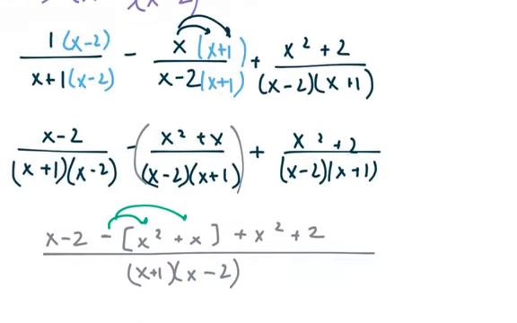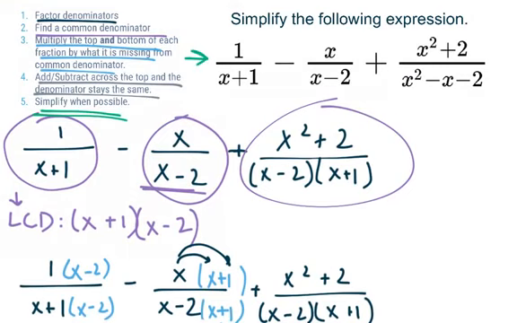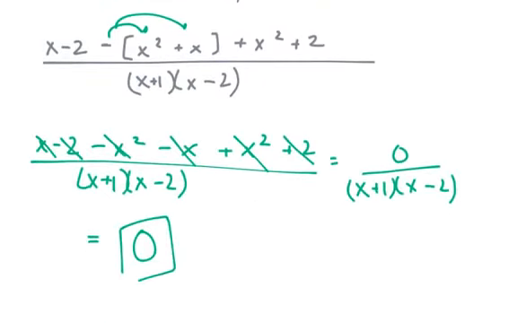So who would have thought that at the beginning with this, that this is actually equal to 0? But when it's all simplified, said, and done, we get 0.